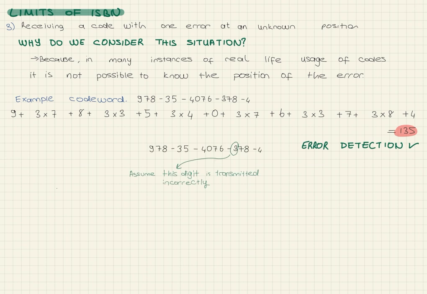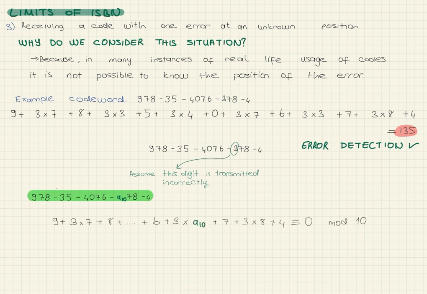Now we will assume the position of the error. Let's say it is in the 10th position. So we want to recover a10. And to get a10, we solve this equation. At the end, we obtain a10 is equal to 8.